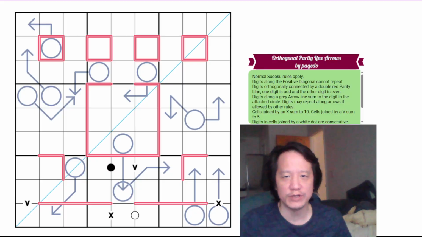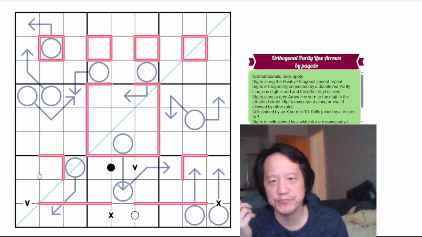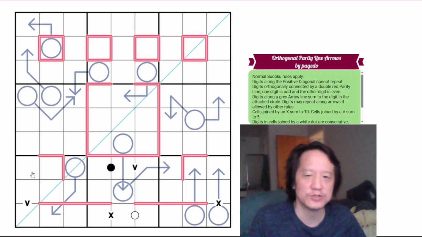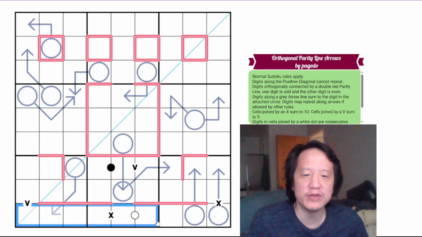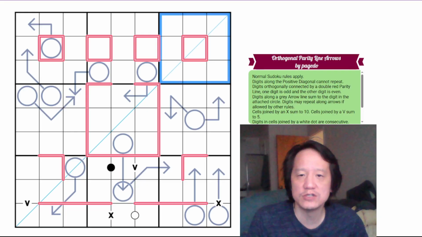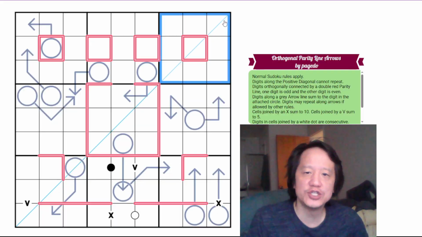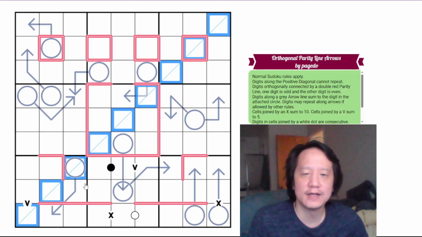I think the rules equate to exactly what that says. Orthogonal parity lines with arrows. There's some more things there too. We have normal Sudoku rules apply, which means in every cell in the grid, place a single digit from 1 through 9 such that there are no repeats in any row, column, or designated 9-cell region, which is a box. And in addition, digits along the positive diagonal, which is this marked diagonal here, cannot repeat. So you can't have repeats along the diagonal either.